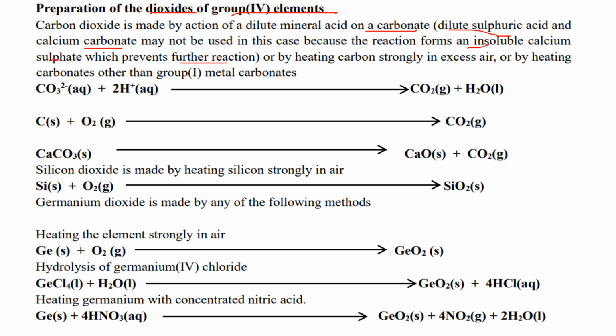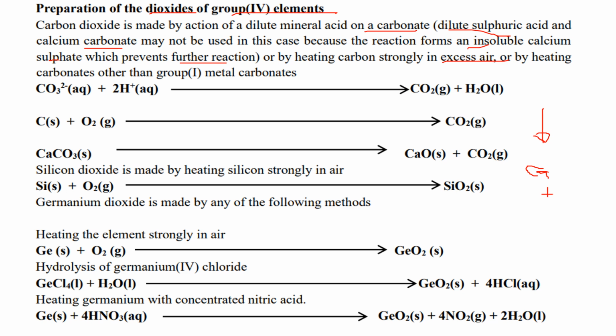When you're looking at group 2 elements, we told you that the solubility of the sulfates decreases down the group. So if you're reacting those group 2 compounds with concentrated or dilute sulfuric acid, such reactions cannot proceed due to formation of a sparingly soluble salt, which prevents the reaction from further taking place. Carbon dioxide can also be prepared by heating carbon strongly in excess air. So those are some of the ways you can prepare carbon dioxide gas.